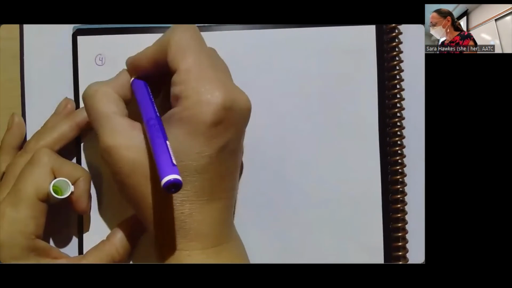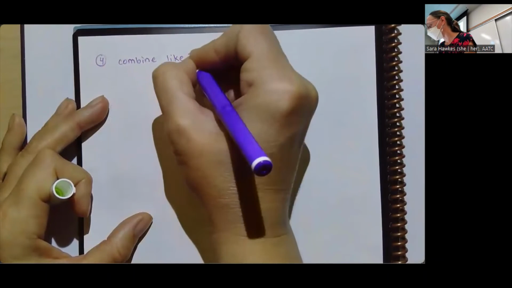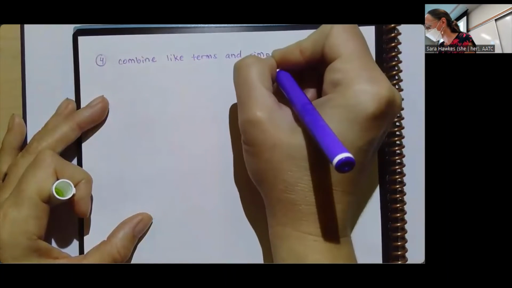We talked a little bit about what makes something like terms so that we can combine like terms in a problem. But we haven't done super messy stuff and we don't need to do super messy stuff. But I do want to get some practice in with adding and subtracting monomials. I'm just going to write the instructions as combine like terms and simplify.